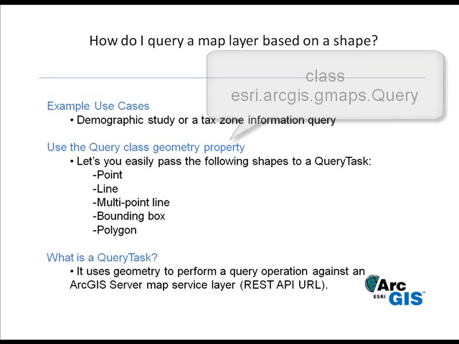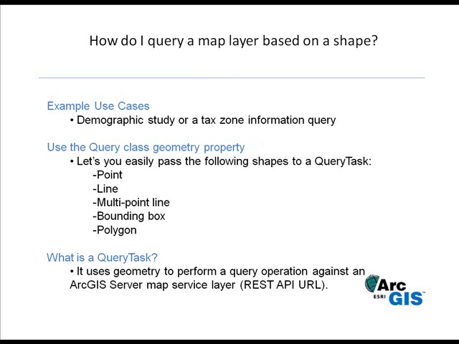The real power behind this demo is that it lets you take a point, a line, a multi-point line, a bounding box, or a polygon, and dynamically assign it to a query task through this property. So what is a query task? A query task just takes that geometry and performs a query operation against an ArcGIS server map service layer, and I'll show you an example of that shortly.